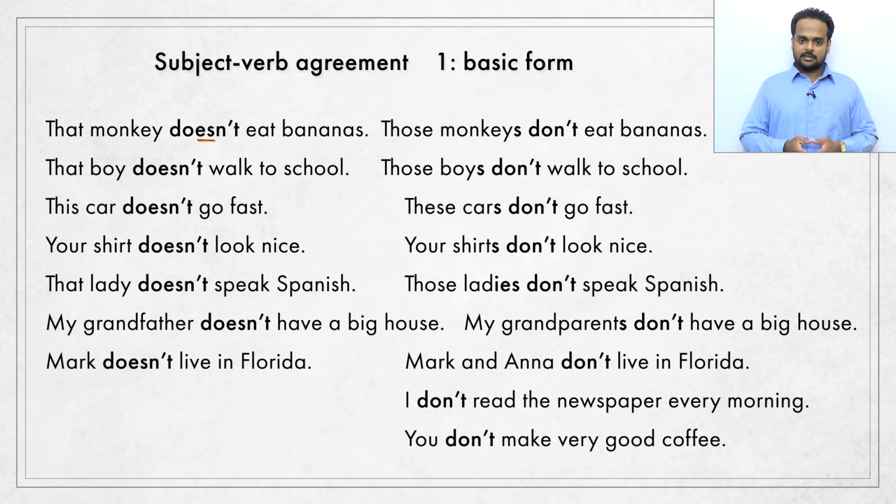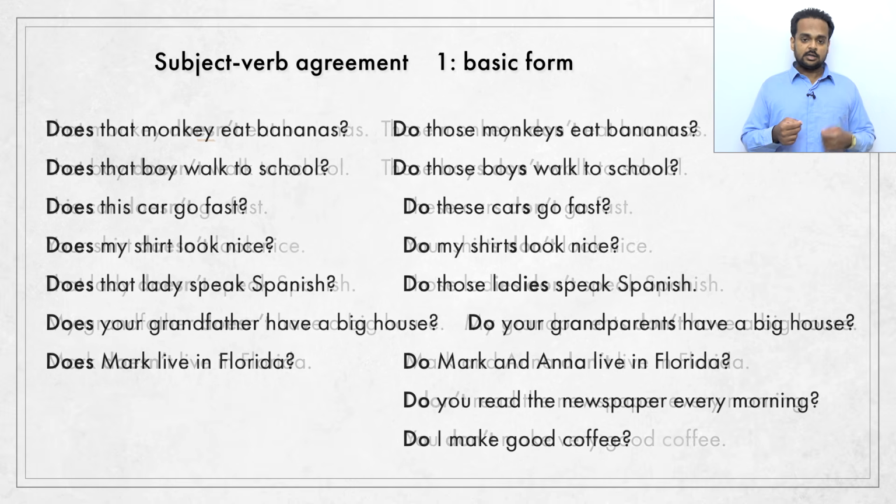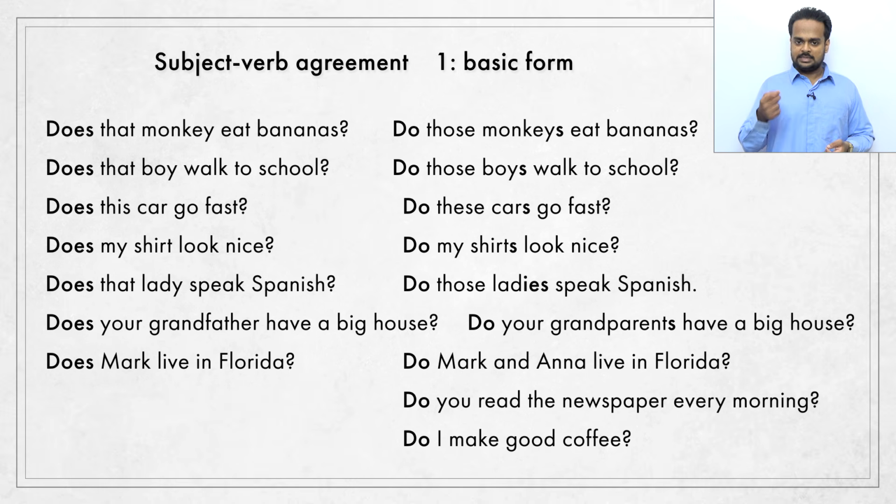So remember that to make negative sentences, we use "does not" with singular subjects and "do not" with plural subjects. Similarly, to make questions, we use "does" for singular and "do" for plural. "Does that monkey eat bananas?" "Do those monkeys eat bananas?" "Does that boy walk to school?" "Do those boys walk to school?" Etc. You can pause and read the others if you want.